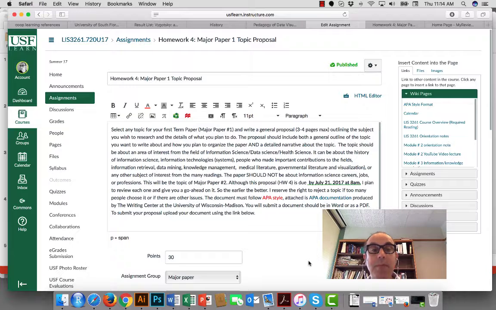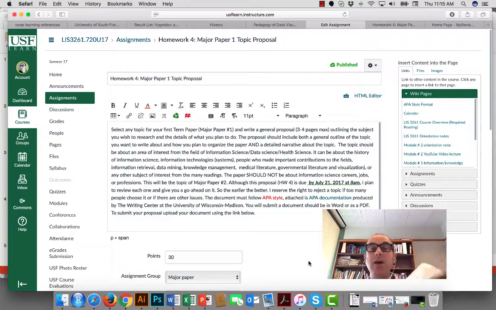And so it should be about the area of interest, such as information science or data science or healthcare. Some of you are from healthcare, and it should be about, for example, the history of information science, if that is your area of interest, or information technology, or what contribution people made to those fields, or information retrieval, which we will cover in today's lecture. For all those subjects, you should provide some background: what is of interest, what is going on.